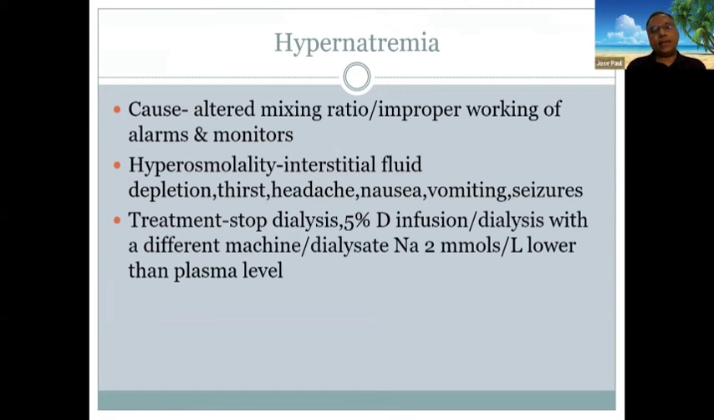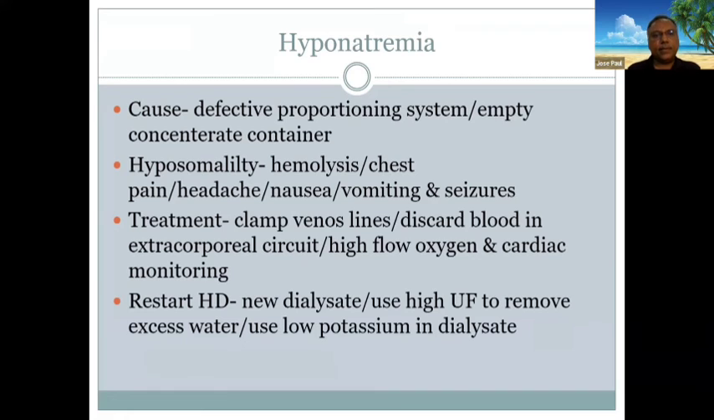Then there are electrolyte disturbances like hypernatremia. The causes include altered mixing ratio or improper working of the alarms and monitors. It causes hyperosmolality with interstitial fluid depletion, thirst, headache, nausea, vomiting, and seizures. Treatment is to stop the dialysis, send bloods for investigations, and give 5% dextrose. Then you have to do dialysis with a different machine, and the dialysate sodium should be lower than the plasma level of sodium. So you have to adjust the dialysate sodium level.